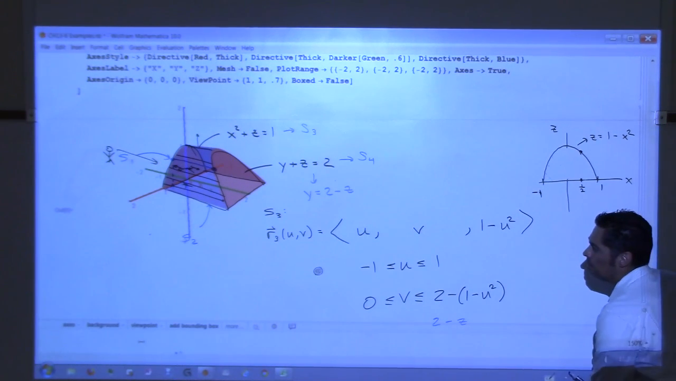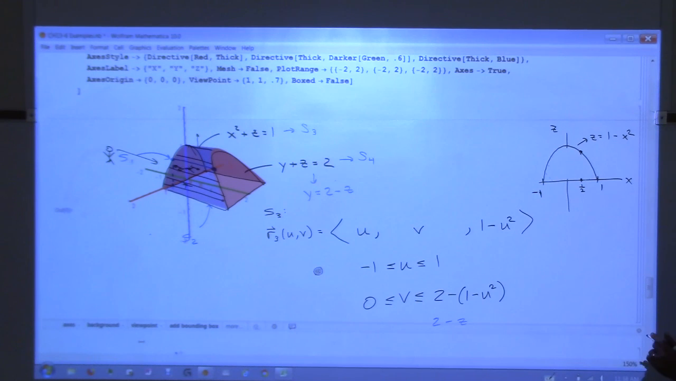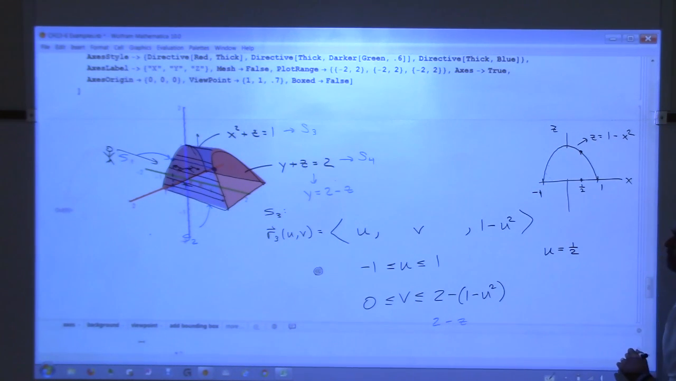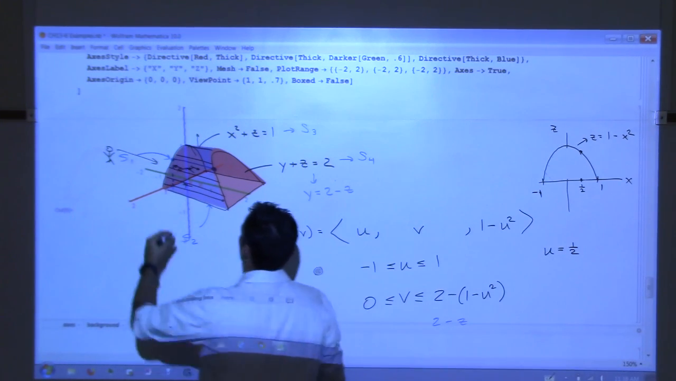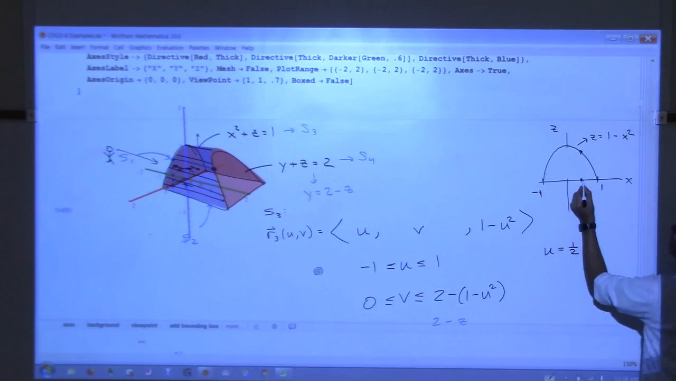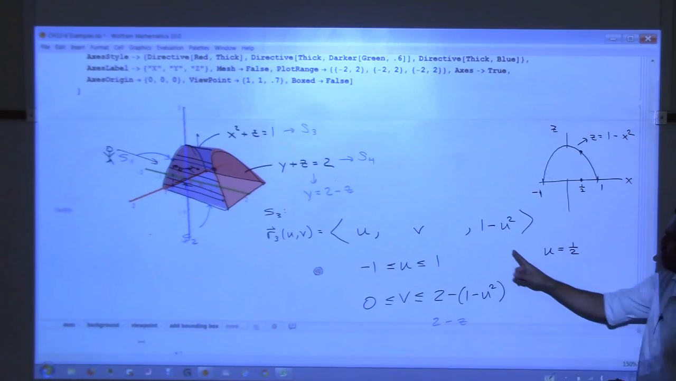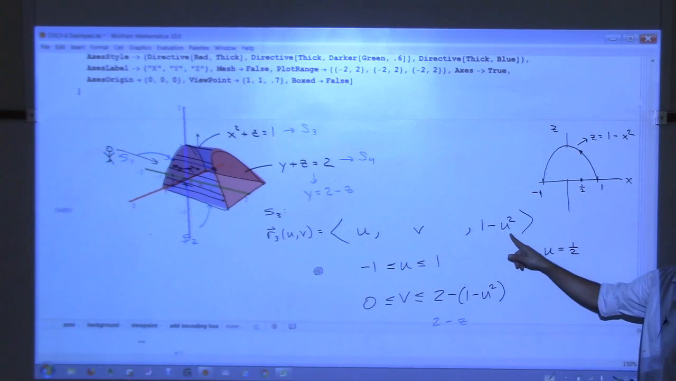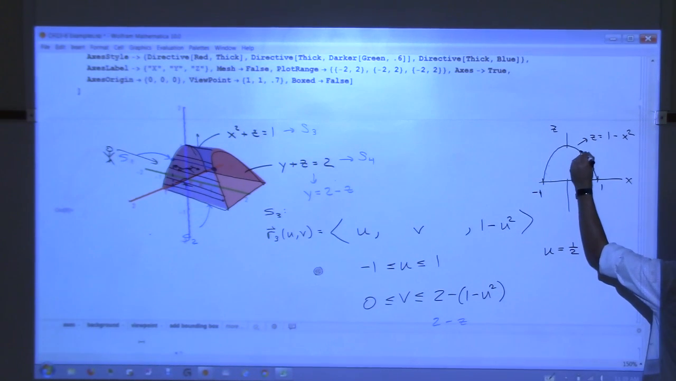I want to pick a value. Let's let u be 1/2. If u is 1/2, then what am I going to do? I'm going to go out 1/2, which will take me to here. Let's do it on this one. I go out 1/2, right, like this. And then what's my z? My z is 1 minus 1/2 squared, which is 1/4, so 3/4. So now I go up to 3/4, right? So I'm at 1/2, I go up 3/4.